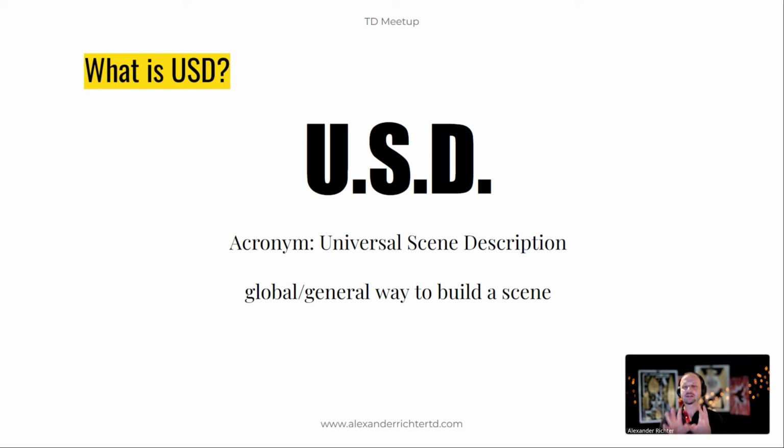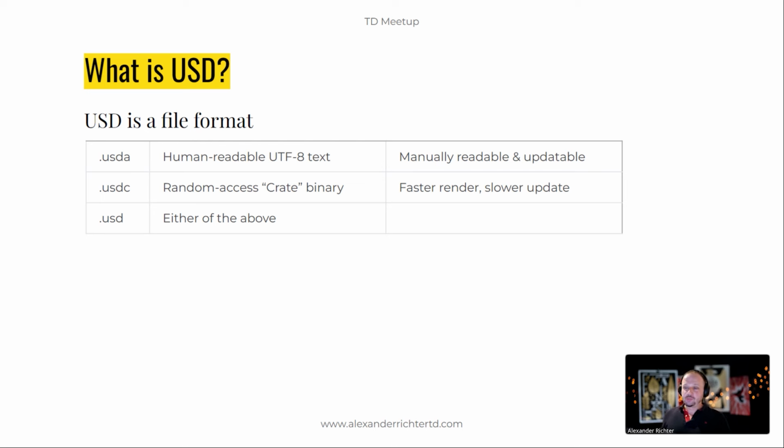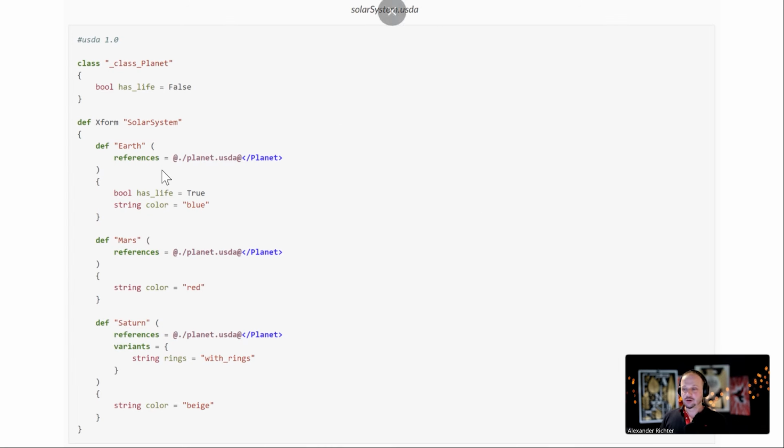And that's a little bit the whole idea of USD, to be a scene description that is independent of the environment of the software that we are in. So basically, USD is a file format. And we even have three formats, three extensions. USDA, which is the human readable UTF-8 text, which you can manually read and update. It actually looks like this. If you ever worked with a JSON file or something like that, this is not very surprising. So we can literally read that and manipulate it, if even necessary, manually.